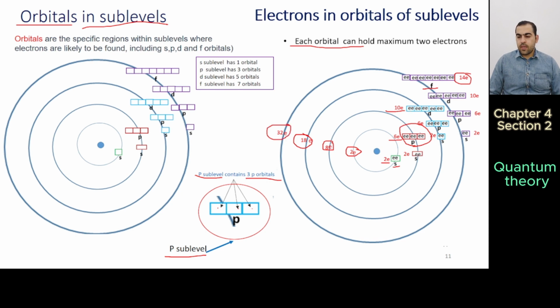The fourth energy level can hold a maximum of 32 electrons. Here, 2 electrons of S sublevel, 6 electrons of P sublevel, 10 electrons of D sublevel, 14 electrons of F sublevel. Maximum, the fourth energy level can hold 32 electrons. Okay.